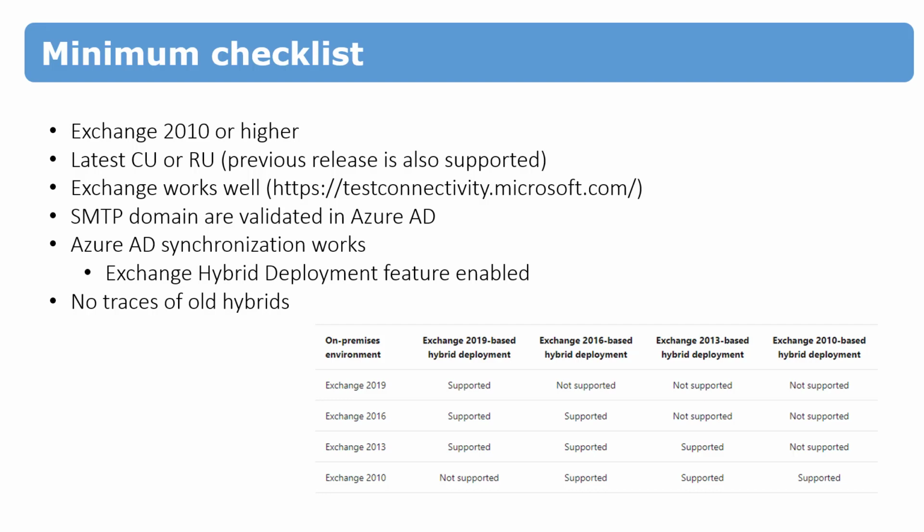When I say that Exchange works well, I mean that Exchange uses a commercial certificate and doesn't have any issues with client connections. I mean that the Autodiscover service was configured correctly and works, and Exchange passes the test successfully. I mean testconnectivity.microsoft.com. Your system should work properly.